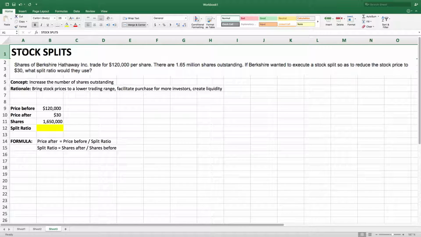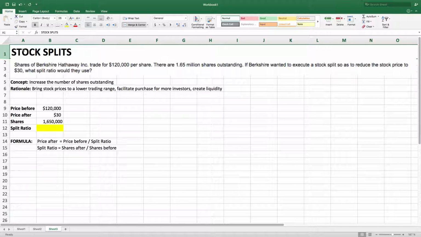So if a company has 1 million shares outstanding, a stock split of 2 would basically increase the shares of that company by 2 times. So 1 million shares would turn into 2 million shares. If you're an investor in that company and you're holding 100 shares, your 100 shares would automatically get converted into 200 shares.